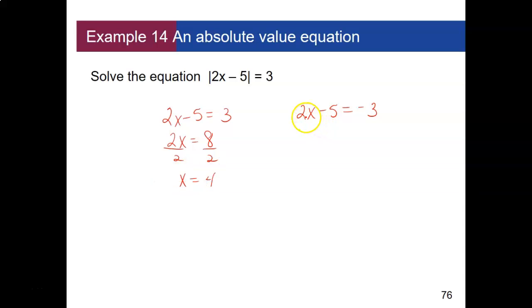Okay, on the next one here, we've got 2x minus 5 equals negative 3. So we'll add 5 to both sides with that, and this will give us 2. So x is going to be 1.